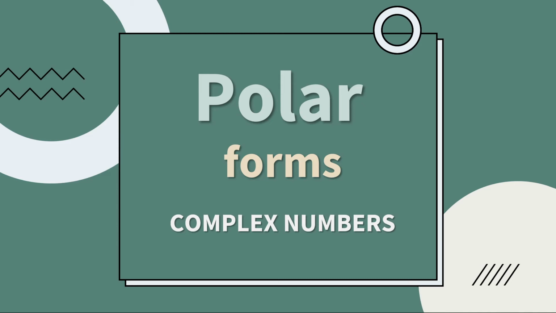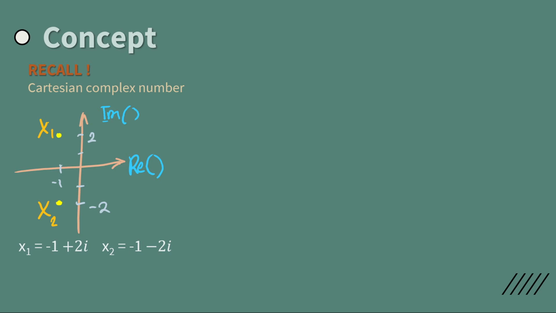Welcome to the polar forms of complex numbers. Recall the previous Cartesian complex number. So we have two solutions here, x1 and x2, represented by the real number and imaginary numbers. So you can plot that one in a Cartesian coordinate system. So that's why we can also call it Cartesian complex number or rectangular complex number. Okay? Because of the form of your number.